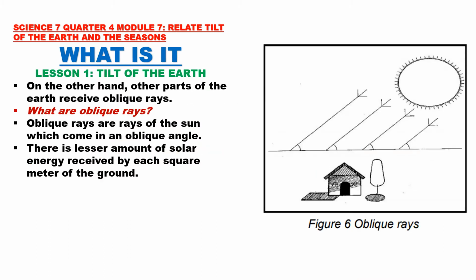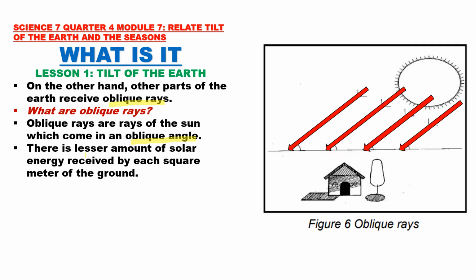On the other hand, other parts of the earth receive oblique rays. What is oblique? Oblique means slanting or inclined in direction or course or position, neither parallel nor perpendicular nor right-angled. Oblique rays are rays of the sun which come in an oblique angle. There is lesser amount of solar energy received by each square meter of the ground.